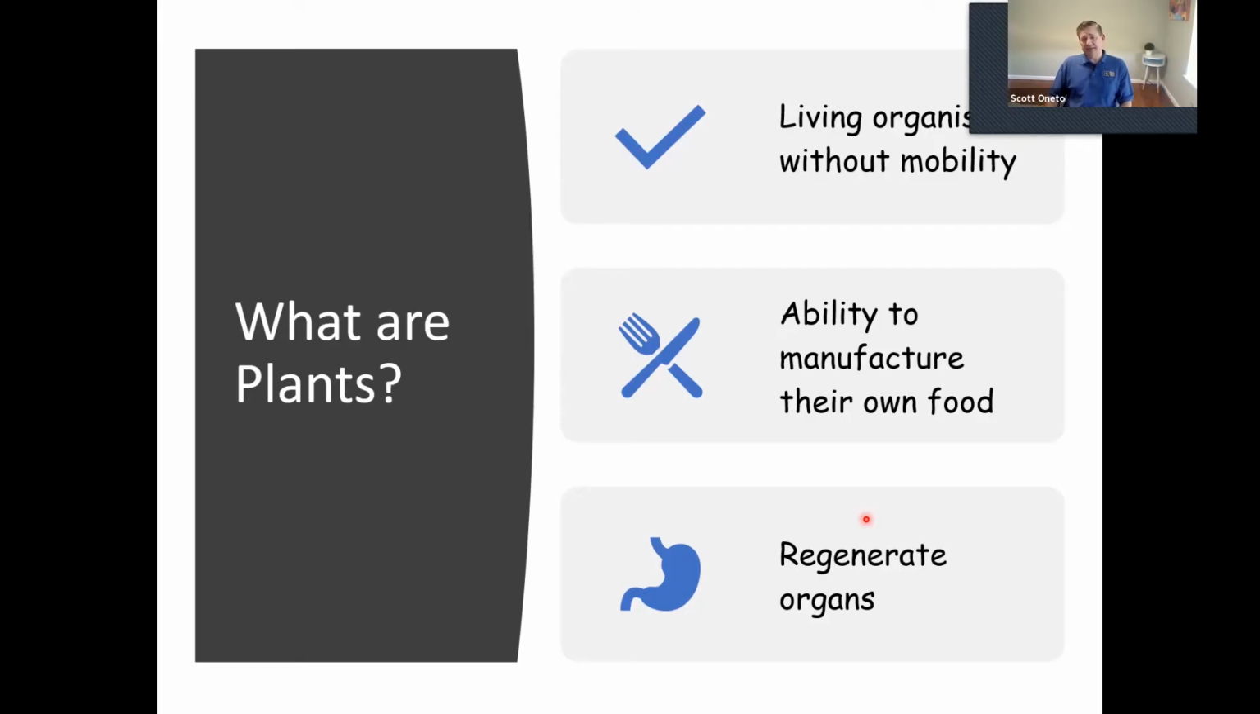The second thing that is really interesting about plants is that they have the ability to manufacture their own food. And so we'll talk about that in the next couple of slides. And then lastly, which is just a really fascinating phenomenon about plants, is that they have this remarkable ability to regenerate lost organs. And we'll talk in depth about this process and how it happens and what things influence the plant's ability to do this.